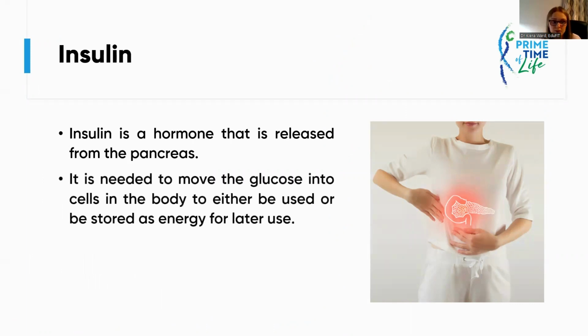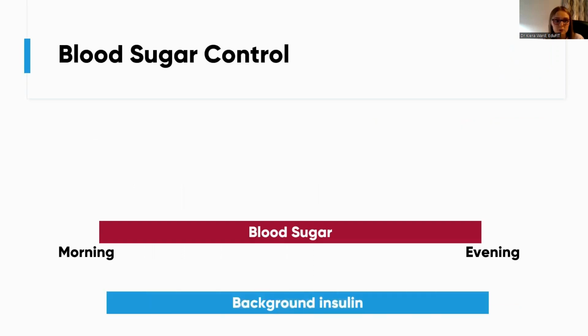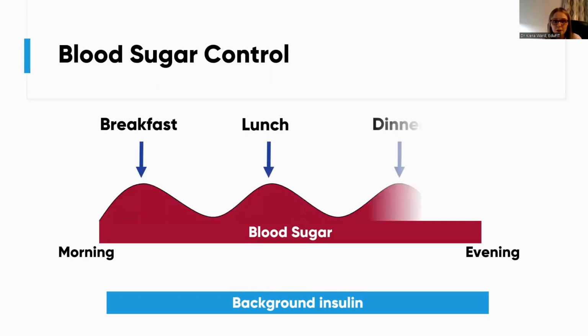And the role of insulin is that it is needed to move glucose into the cells in our body to be either used or stored as energy for later use. So what happens to our body in terms of blood sugar control? We always have a certain amount of blood sugar and insulin in our bloodstream. And normally, after you eat, some of the food is broken down into glucose, which is also known as blood sugar, and it's transported through the body in the bloodstream.